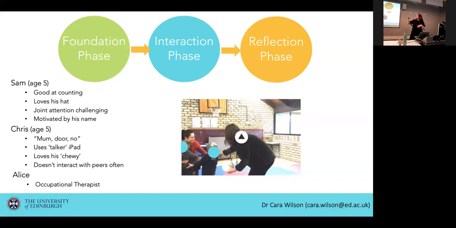In the foundation phase, we got to know two children. One's Sam, he's 5, he is very good at counting, and loves his hat. Joint attention can be a little bit challenging for him, and he's motivated by hearing his own name. These are things that we learned while doing the foundation phase. Chris is 5 and he uses 3 words, which are mum, door, and no. He uses a talker iPad, which is an assistive technology with a PECS, picture exchange communication system, app on it. He loves his chewy toy, which provides sensory feedback for his mouth, and he doesn't interact with his peers too often.